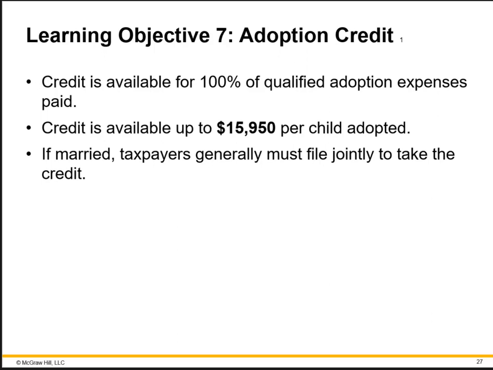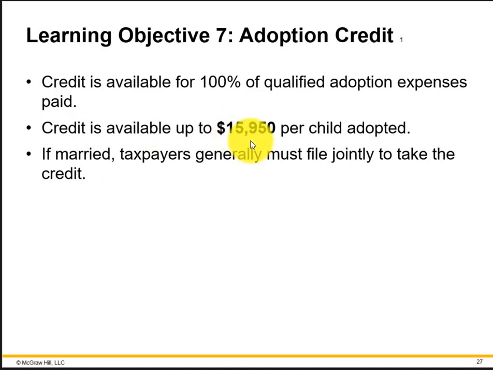Next credit, adoption credit. These are things that Congress feels like we need some financial incentive to help make things work. And this is one of them: 100% of the qualified adoption expenses paid. So all the costs, legal costs, everything that goes into making sure that an adoption happens, that often takes more than 1 year. All of the costs qualify in the year that the adoption becomes final.